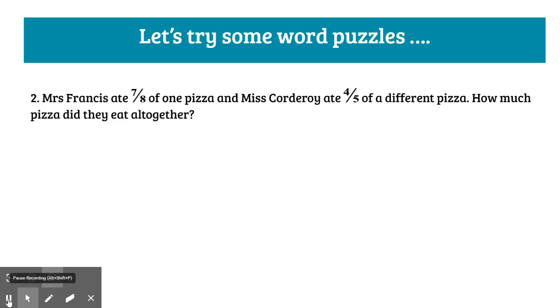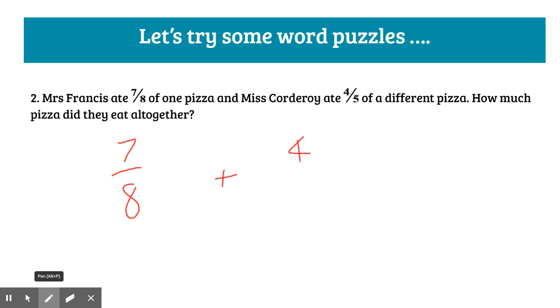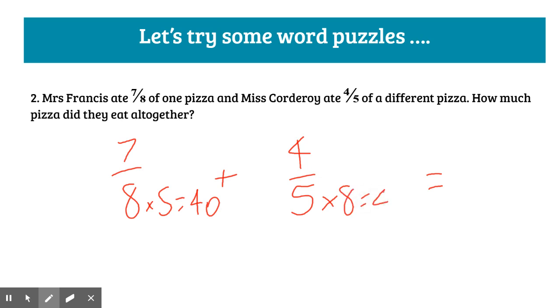Here's our second word problem. Mrs. Francis ate 7/8 of one pizza, and Miss Corduroy ate 4/5 of another pizza. Now, how much altogether did they eat? So, let's work it out. Can't double 5 to get to 8. We need to go higher. So the first number that 5 and 8 will both go into is 40. So I have to do 8 times 5 is 40. And 5 times 8 equals 40.